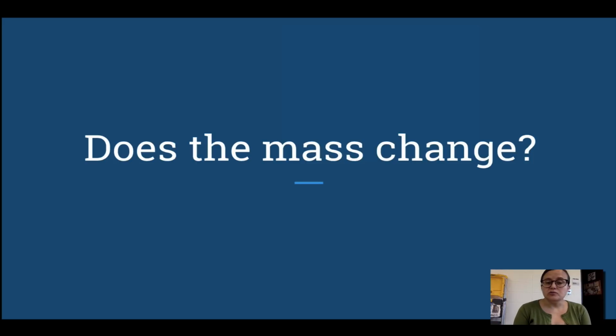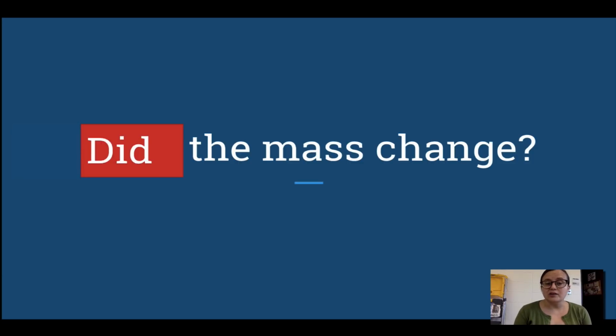In Chapter 2, every single one of our labs is going to be asking, does the mass change? We're going to do things with matter, and we want to know at the end, does the mass change? So when we're actually making our histogram, we will be answering the question, did the mass change when we did this thing to our data, or to our matter?